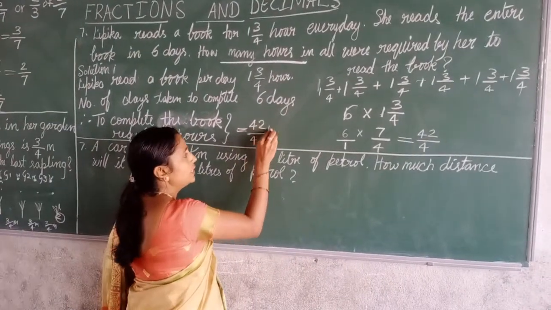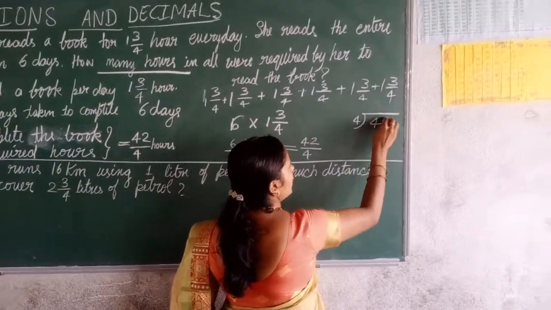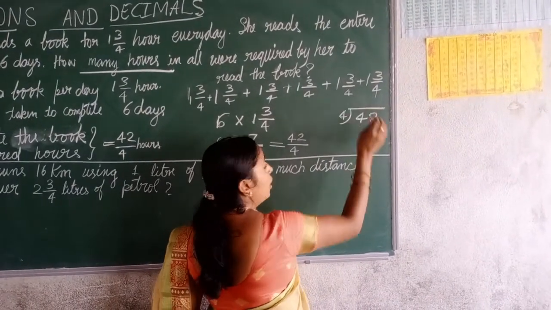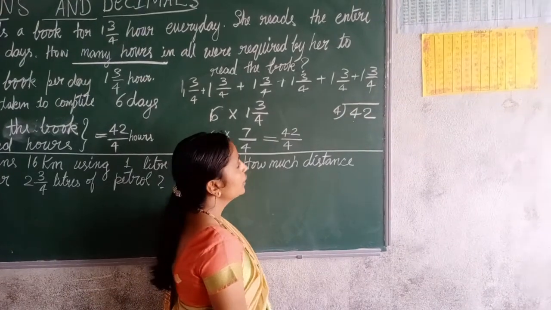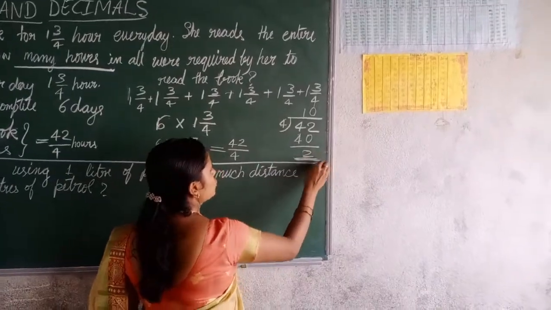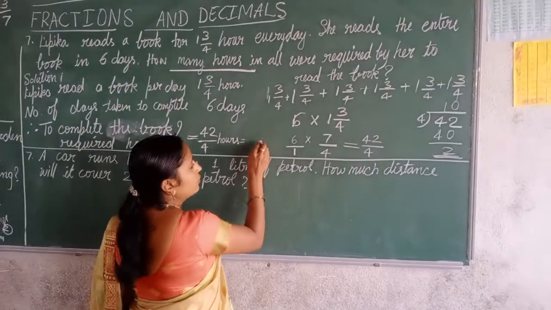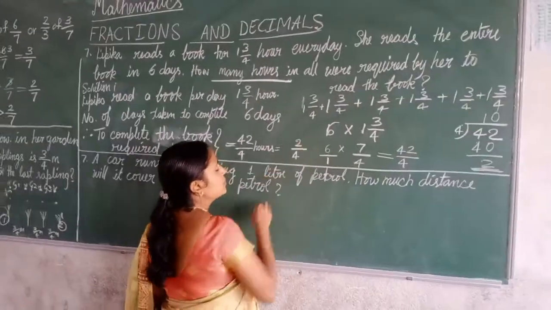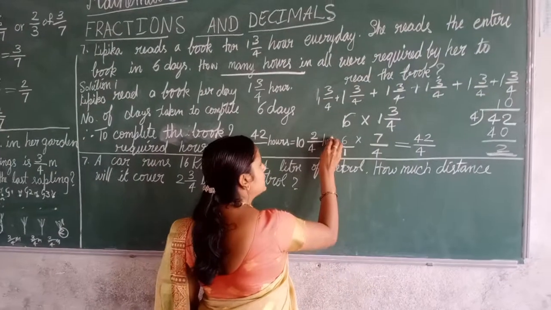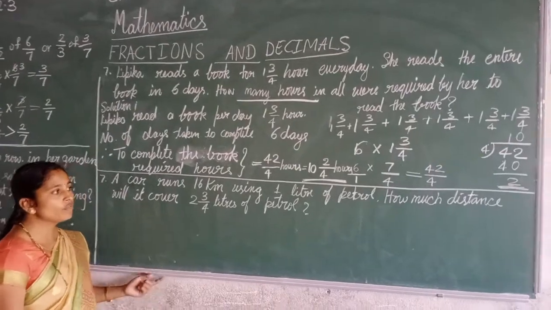But we cannot write in this form. We have to convert into a mixed fraction. So let us convert. 42 divided by 4. 4 tens are 40, minus 2, so you will get the remainder 2. The denominator will be the same. The remainder becomes the numerator. The quotient becomes the whole number, total 10 hours. This is also in hours. So she takes 10 and 2 upon 4 hours to complete the book.